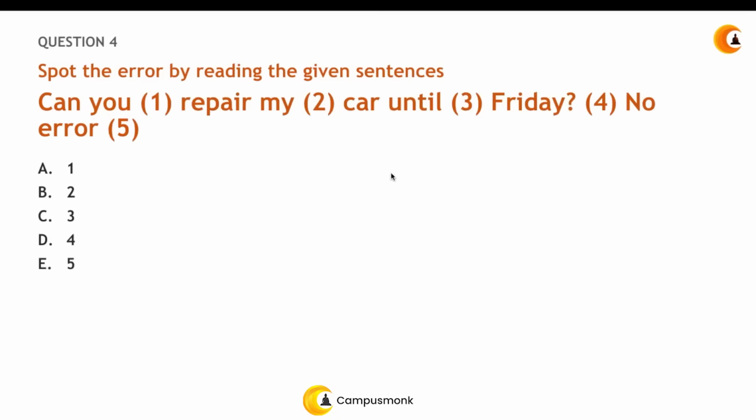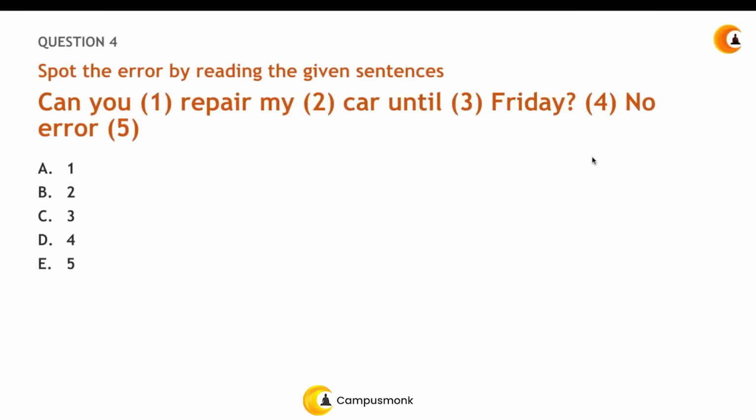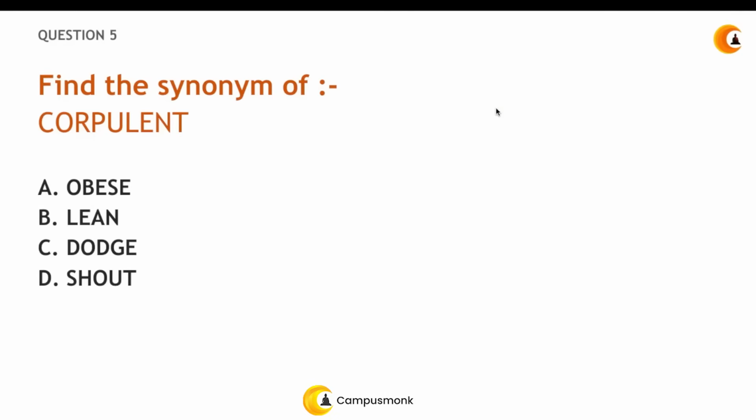Where is the error? The error is in the third one, okay? So your answer is in option number C, which is the third. So what will until be replaced with? Until will be replaced with by. So what will your statement become? Can you repair my car by Friday? Then the mechanic will say yes, no, maybe, whatever it is, right? Okay, got it? Great.